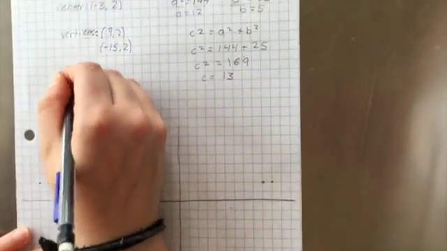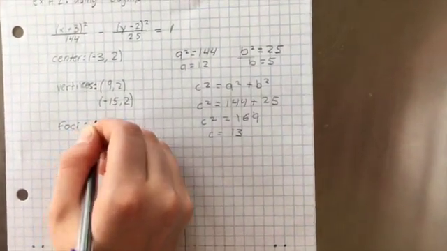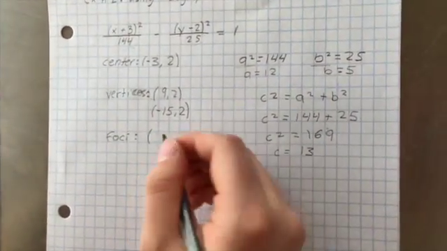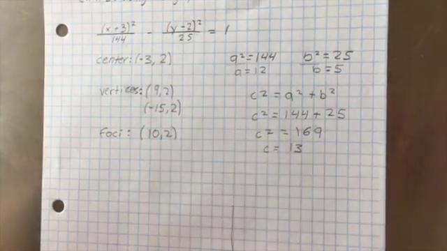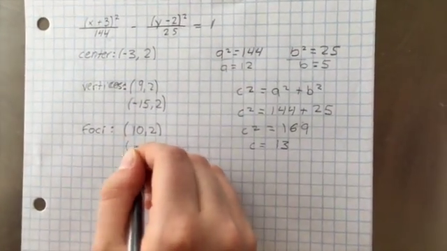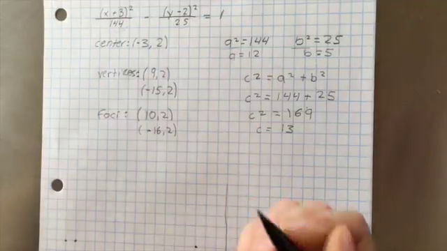So then you can write that at a specific point your foci are going to be 10, 2, if you look at the graph, and negative 16, 2. Those are your two foci.